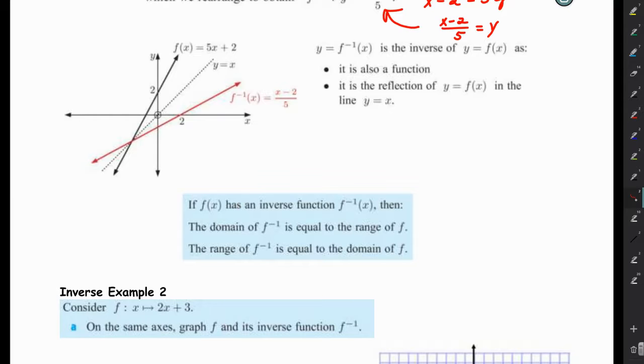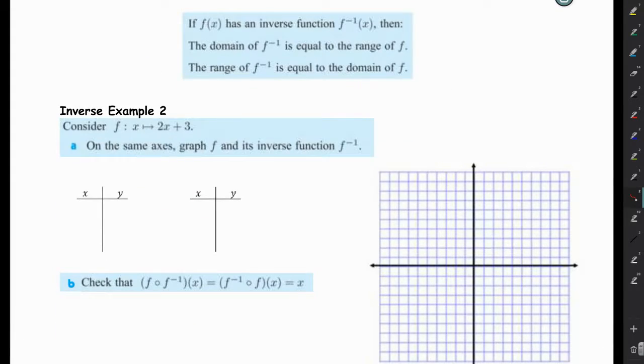Another important note here, domain and range. If f of x has an inverse, then the domain of the inverse is equal to the range of the original function. And the range of the inverse is equal to the domain of the original function.